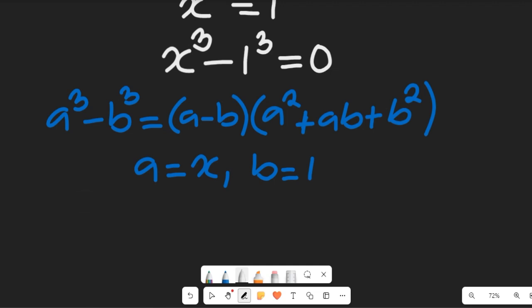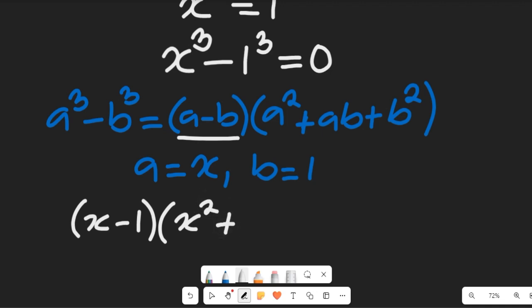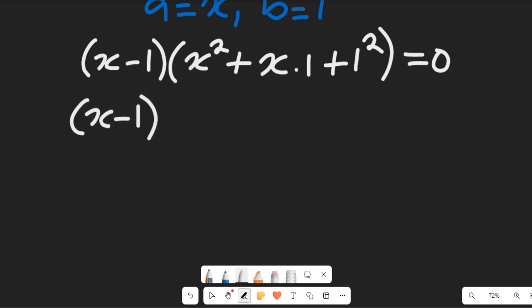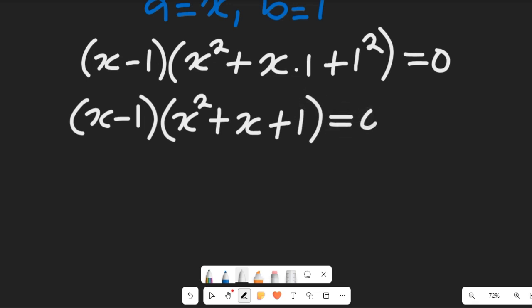If we apply that, we're going to have x minus 1 multiplying x squared plus x multiplying 1 plus 1 squared, and all this will be equal to 0. Great. Now let's simplify this. If we simplify this, we're going to have x minus 1 multiplying x squared plus x plus 1 squared, which gives us plus 1, and all these will be equal to 0.